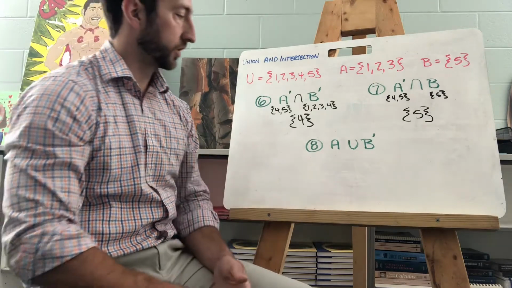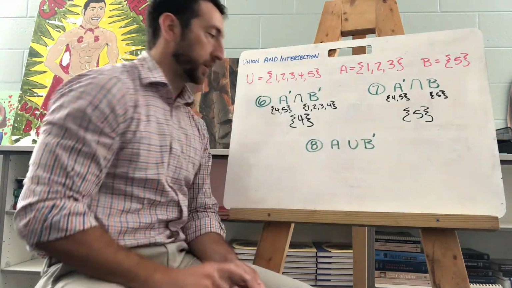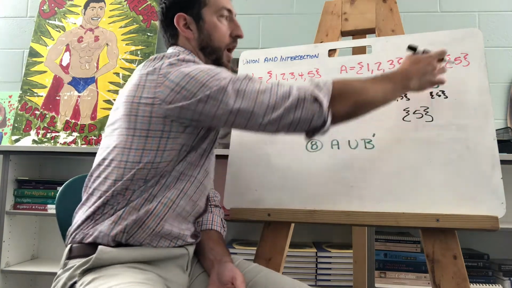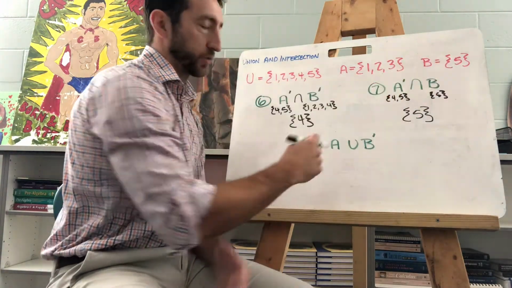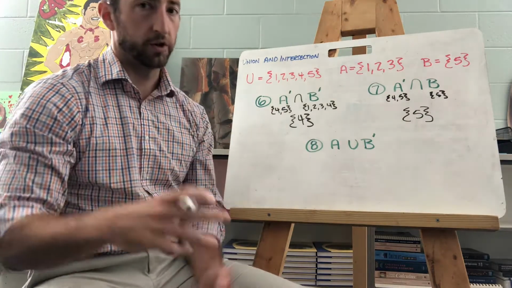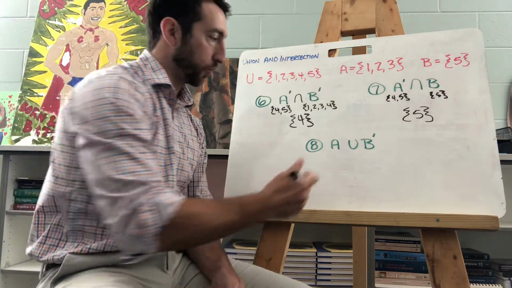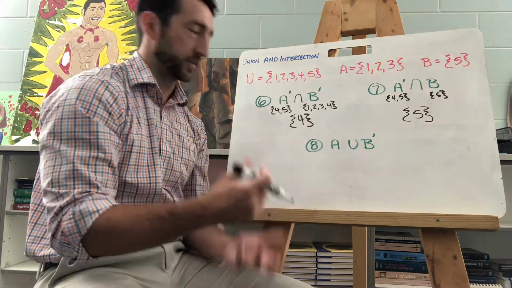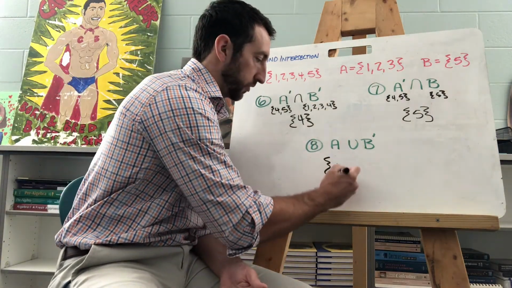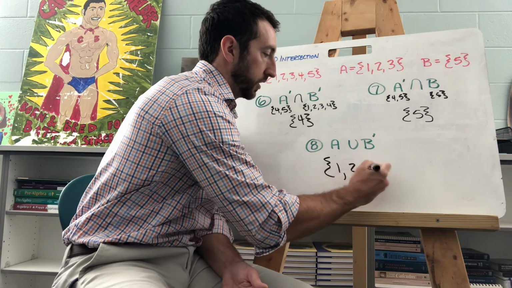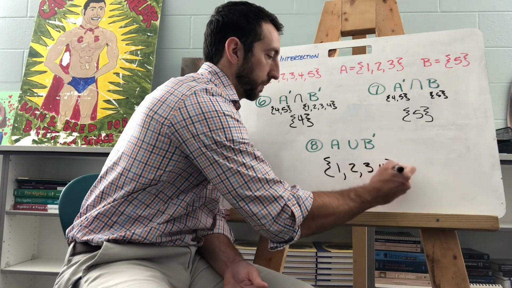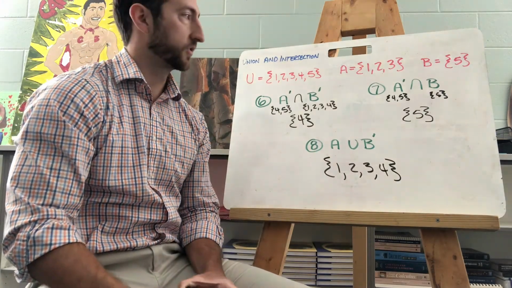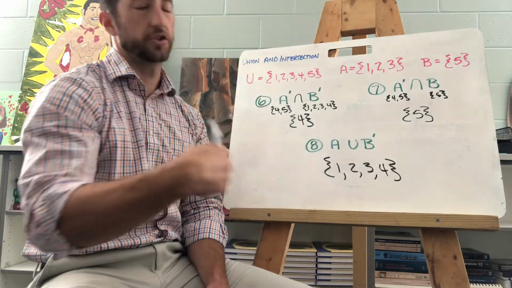And then last one, we've got A or not B. So we know that A is 1, 2, and 3. Not B is 1, 2, 3, and 4. So we're going to write both of them, but what we don't want to do is list out two of them. Anytime you've got an "or" and there's stuff in common, you don't have to list out 1, 1, 2, 2. You just list it once. So it'll be 1, 2, 3, and 4. All right, and so those are just examples of how we do sets with union and intersection and complements.